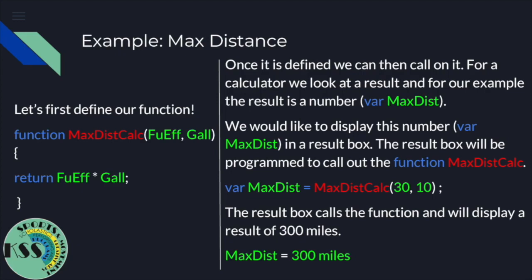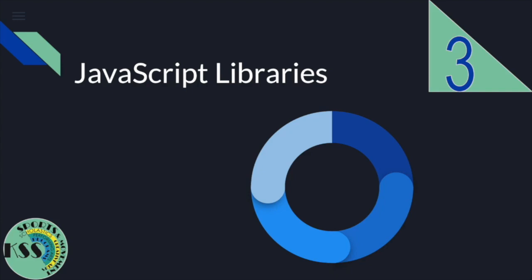For a calculator, we look at a result, and for our example, the result is a number. We would like to display this number in a result box. The result box will be programmed to call out the function max distance calculator number. The result box calls the function and will display a result, being in this case 300 miles based on the numbers.